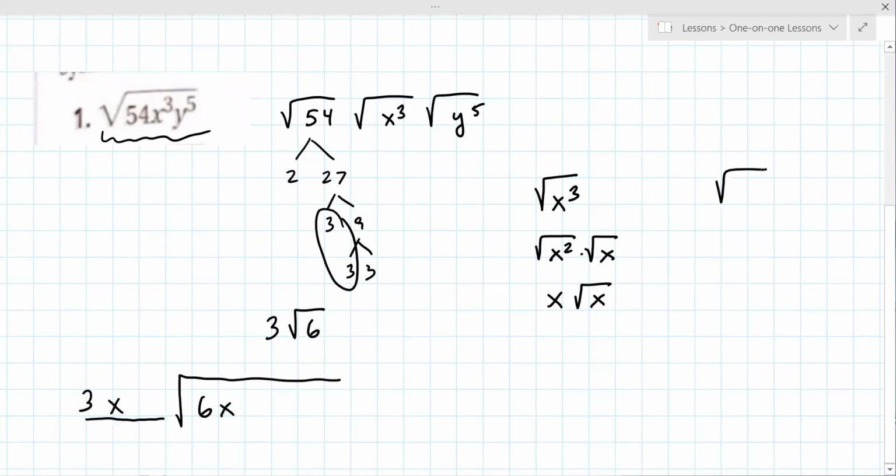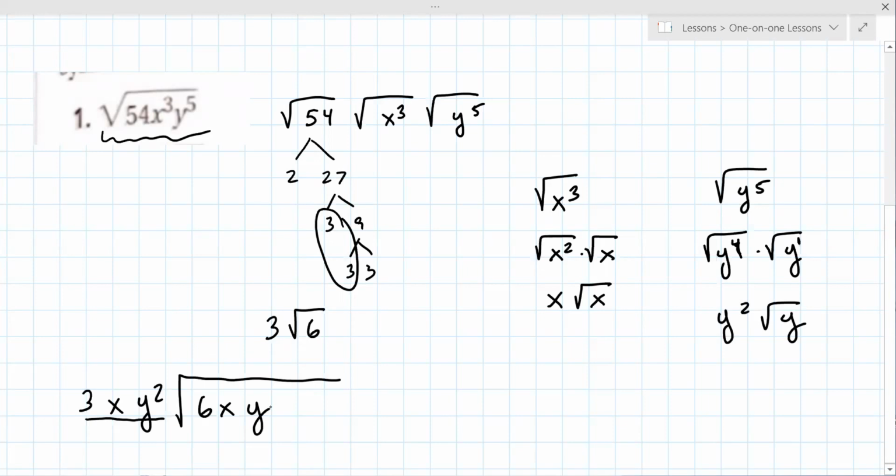Same thing with the square root of y to the fifth. This is like saying the square root of y to the fourth times the square root of y. The 4 and the 1, that's how you get back to 5. This should be reviewed. So if I need more detail, I can definitely provide that. But for now, I'm not going to. So that's y squared square root of y. So that's a y squared out here, and then a y on the inside.